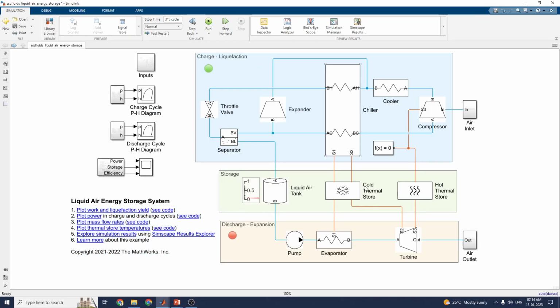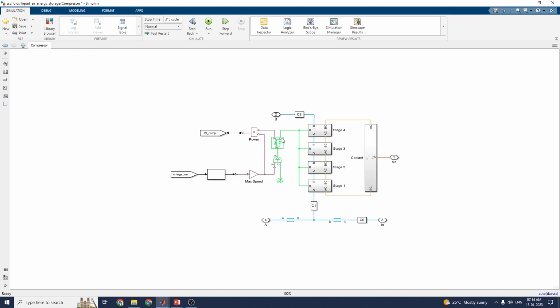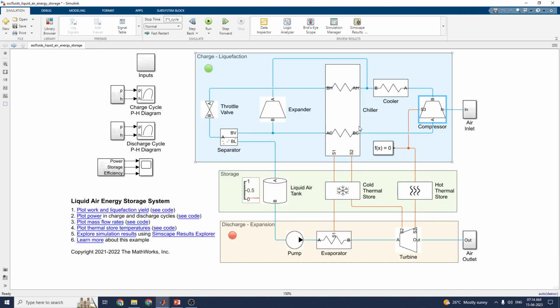Now see, this is the Matlab Simulink model available on our MathWorks website. This model shows three different blocks. That's the charge block, that is the liquefaction block. This is the energy storage system. These are the discharge blocks. Here the discharge blocks have an evaporator and an expander, and the liquefaction has a cooler, expander and compressor. Each of the blocks is available in the Simscape fluid subsystem. You can just drag and drop and draw this.